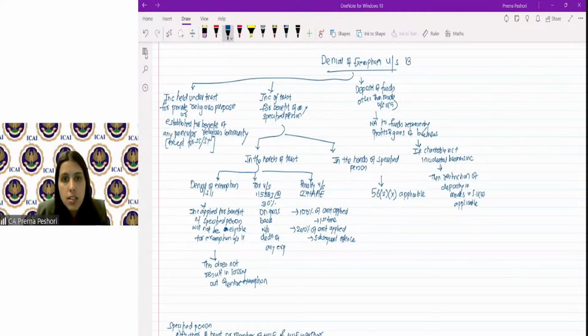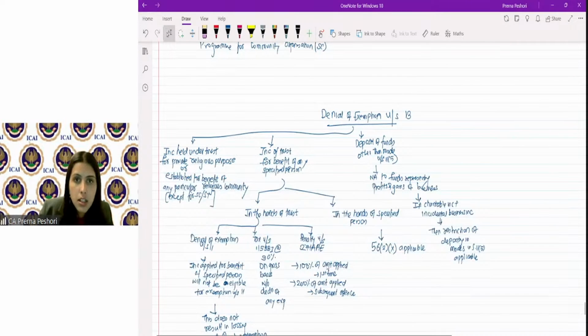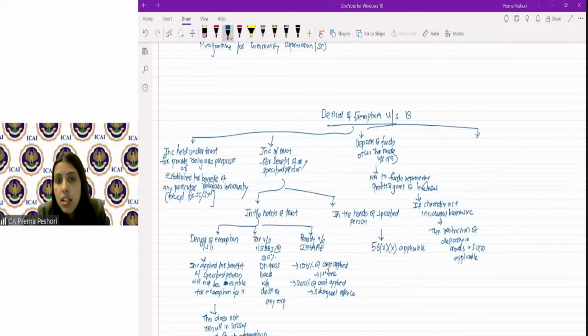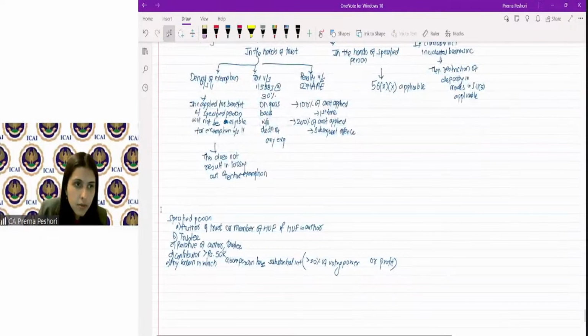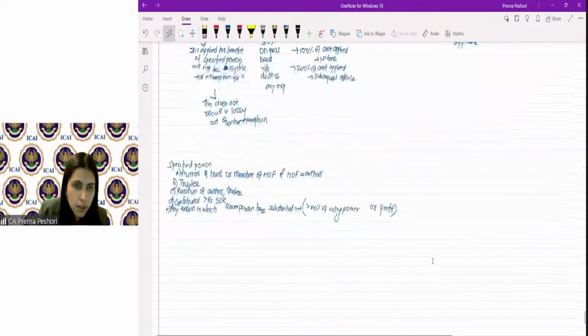Then the next one is, when else will the exemption be denied. Where the application is made for the benefit of any specified person. There are certain instances in which the income is deemed to have been applied for the benefit of a specified person. What are the instances? You can just write it below this.